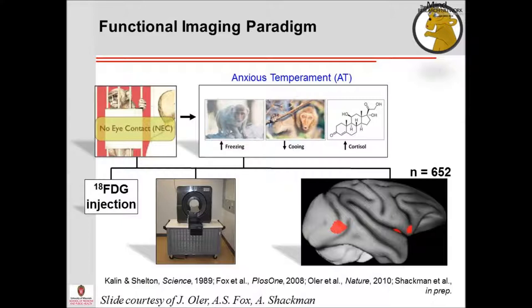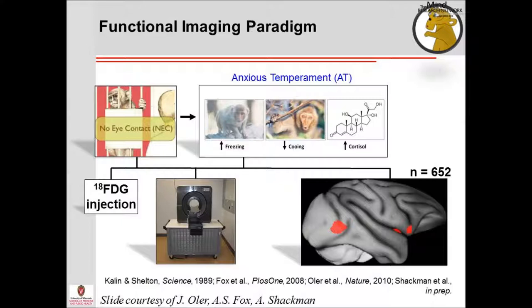And after this non-hypnotic condition, they anesthetized the monkey and then scanned them in the PET scanner and found areas that correlated with the increase in metabolism. I'll show you that in the next slide. The uniqueness about this study is that they've looked at a large number of non-human primates in this.